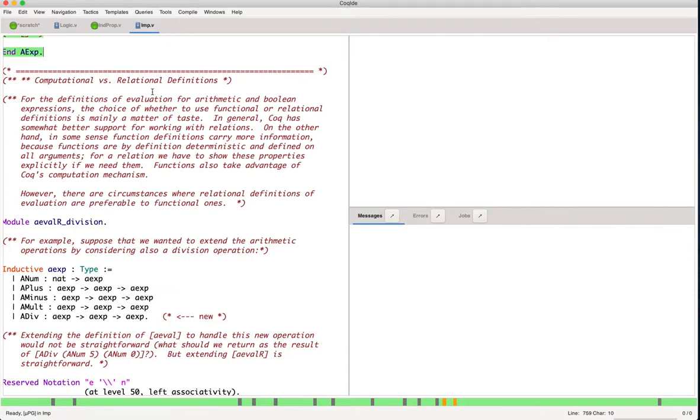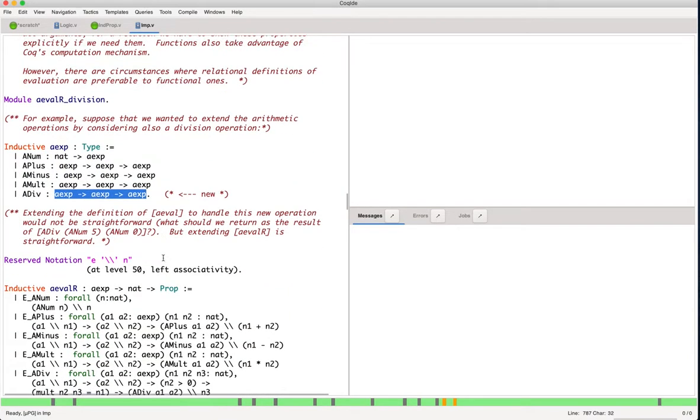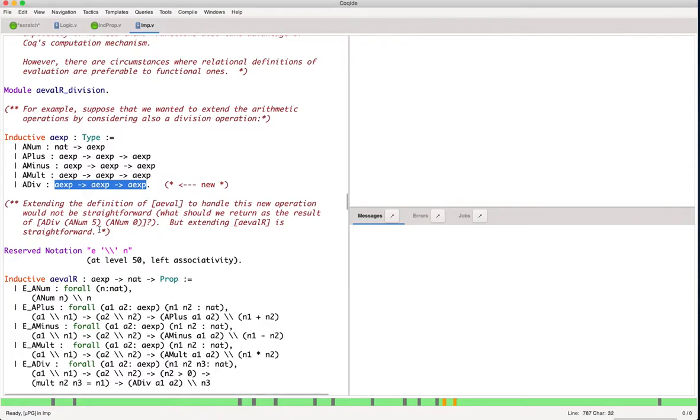Okay, so if we wanted to take our arithmetic expressions and say, well, let's put division in, same form as the other operators, what do we do about A-eval? The problem is we don't know what to return when we do a division by 0. Okay, so here it's a division by a constant 0, but it might be some expression evaluates to 0 and then is used as the inner divide. So it's not obvious what to do about A-eval. We can't really do that, right?